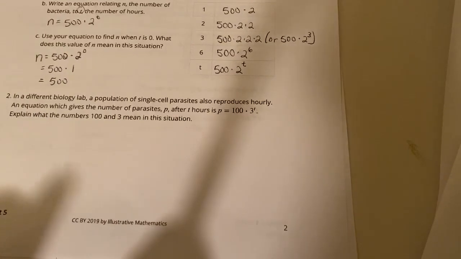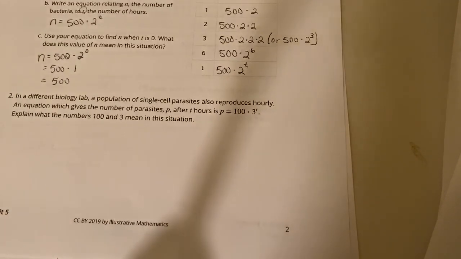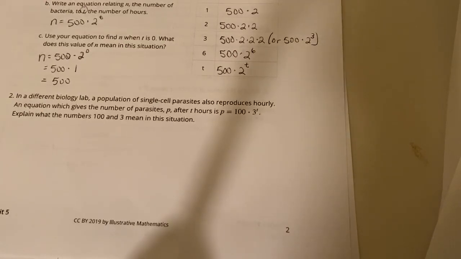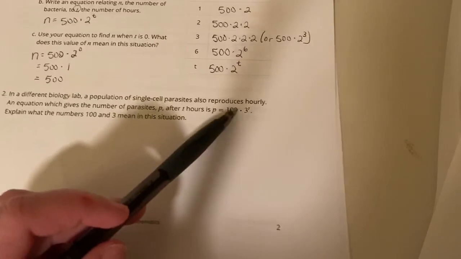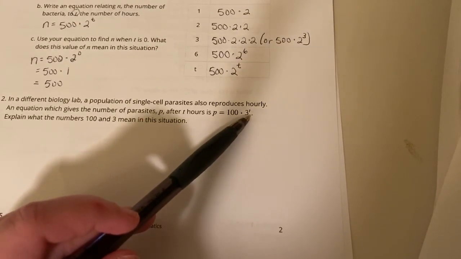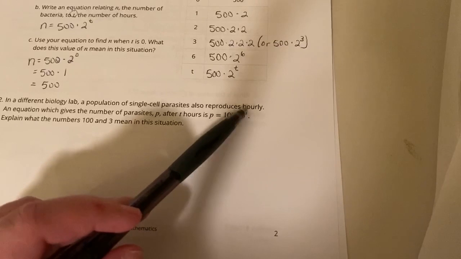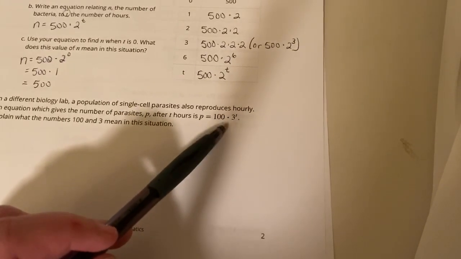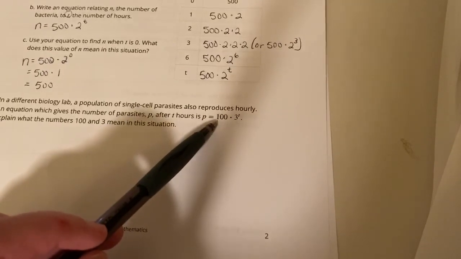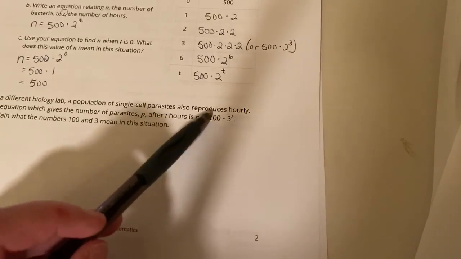Look at number 2. In a different biology lab, a population of single-cell parasites also reproduces hourly. An equation which gives the number of parasites P after T hours is P equals 100 times 3 to the T power. Explain what the numbers 100 and 3 mean in this situation. Well, if T was 0, this would equal 1, so 100 would be where you started. So 100 is the number of parasites at hour 0, at the start, the initial amount.